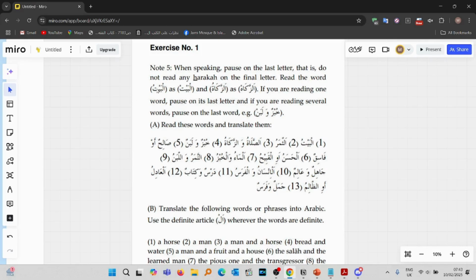Read the word al-baytu as al-bayt and az-zakatu as az-zakah. If you're reading one word, pause on its last letter, and if you are reading several words, pause on the last word. Example, khubzun wa laban.